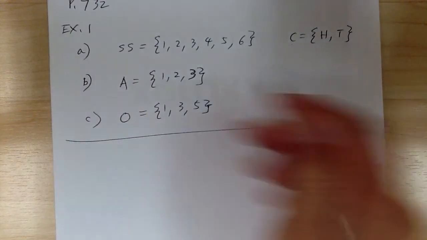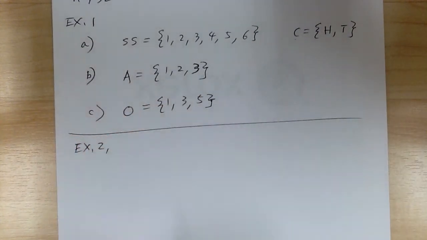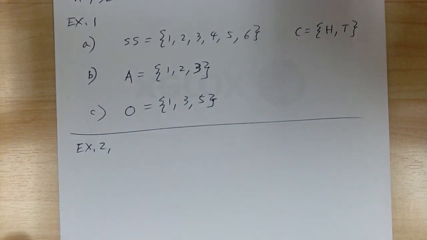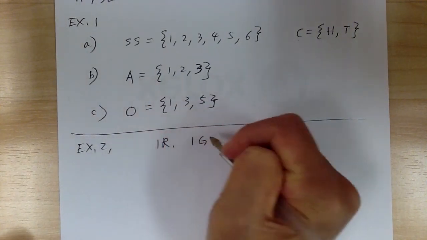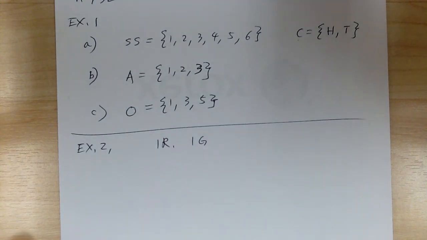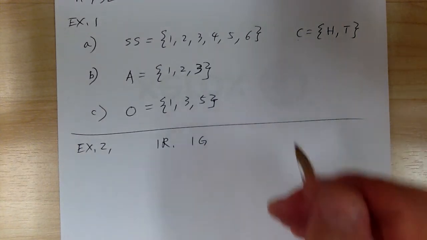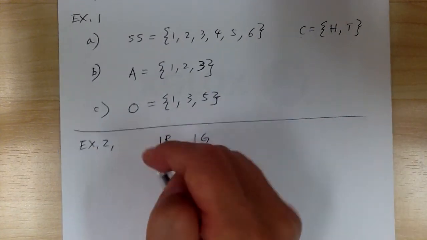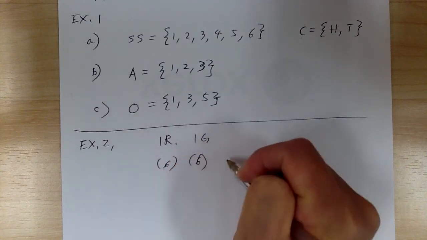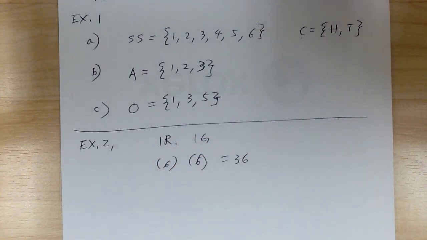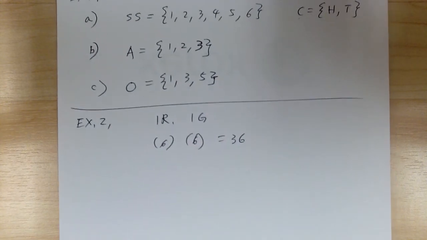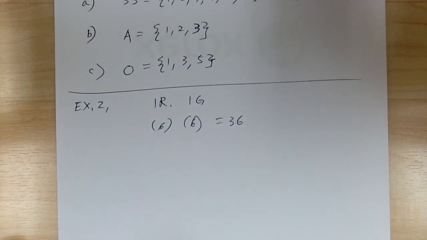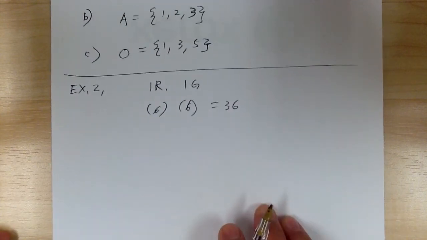Now let's go to example 2. Now you're going to roll 2 dice. One of them is red and one of them is green. So there are 2 different dice now. When you roll the red die, there's a total of 6 outcomes, and when you roll the green die, there are 6 outcomes. Look at the figure in the book. You get 6 times 6, so there are a total of 36 possible outcomes. Your sample space will have 36 items. I'm not going to list all of them. I'm not that crazy.